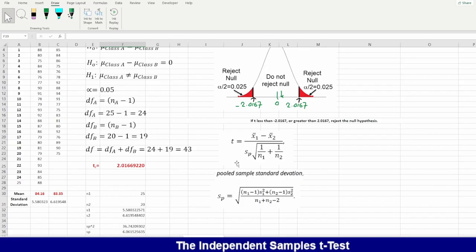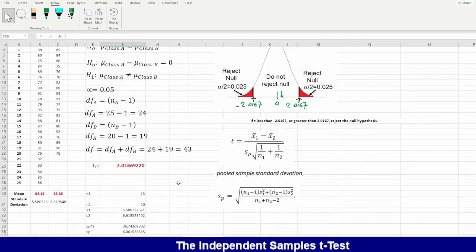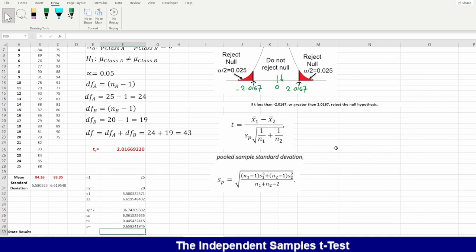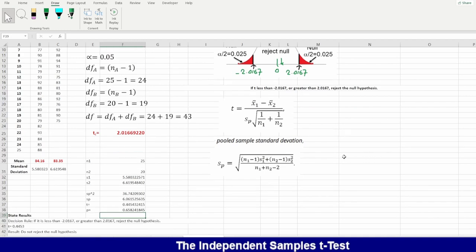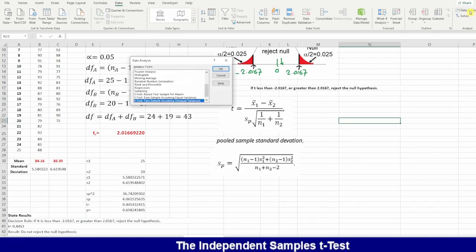You notice here, it takes me a long time to calculate all these things. I hope there are no mistakes also. I can do that in one step. Actually, I can do it very fast in one step, all this calculation, by using the Data Analysis method. This is the Data Analysis method.